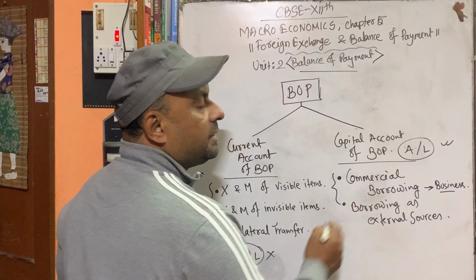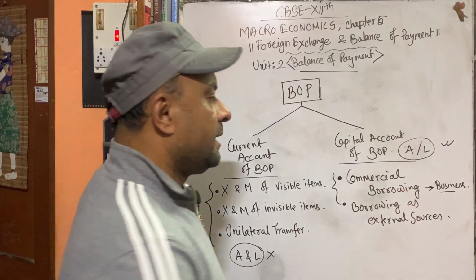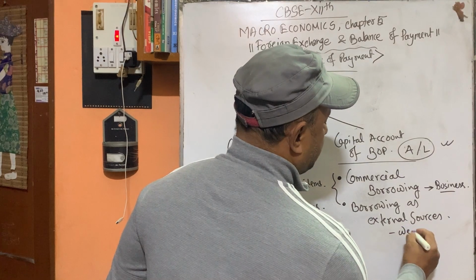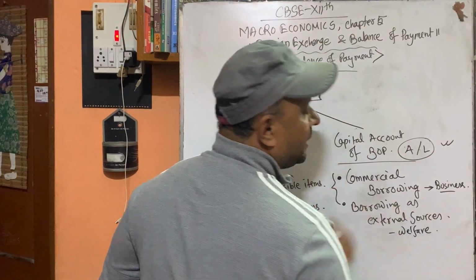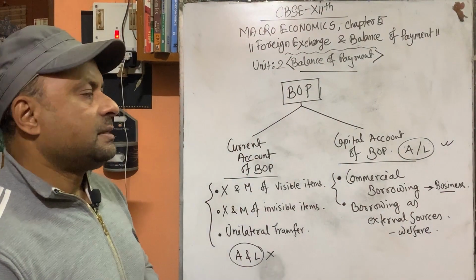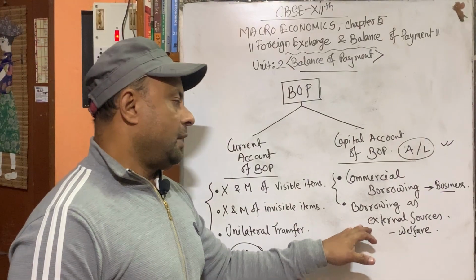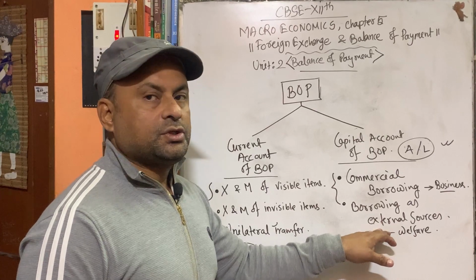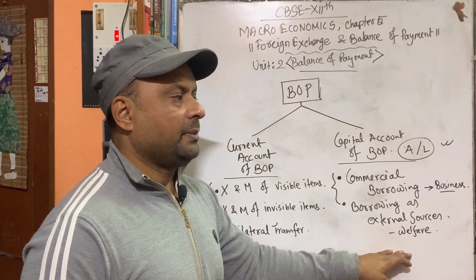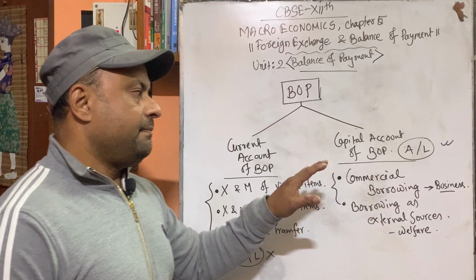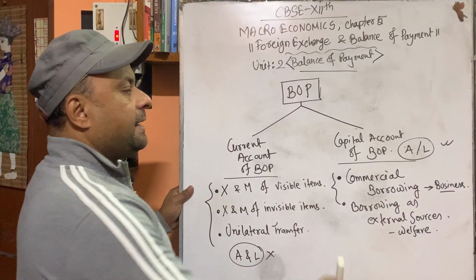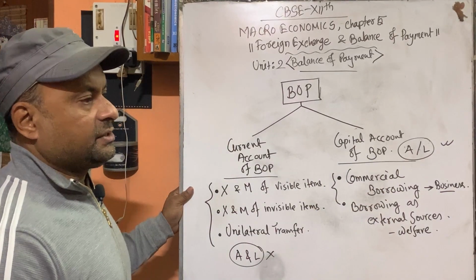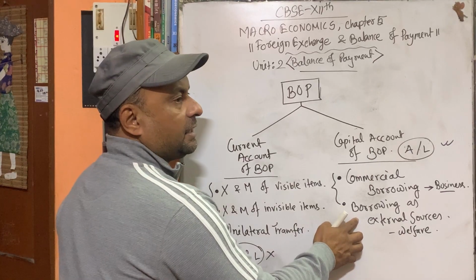This thing is not done on the basis of business purpose. This may be done for welfare purpose, for welfare projects. For example, suppose the India government borrows from the World Bank for the development of slum areas. That time this is not a profit motive, this is a welfare motive. That time the interest rate may be less than the market rate, and in some cases no interest is charged. This is borrowing as external sources.